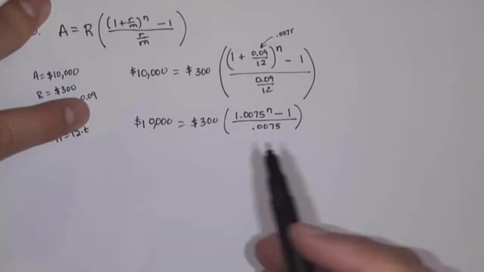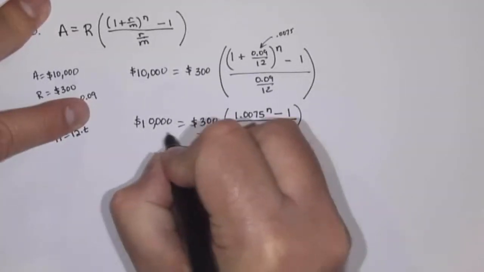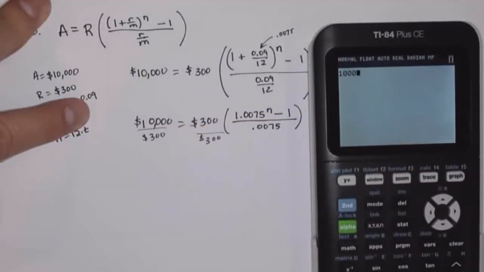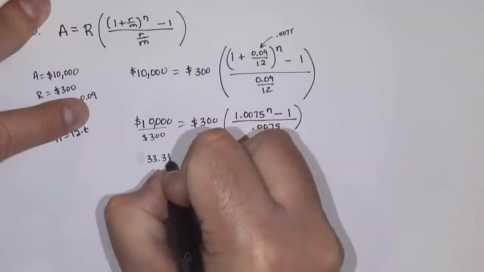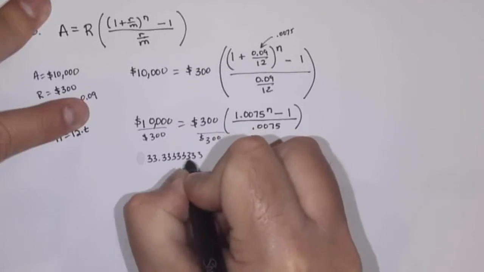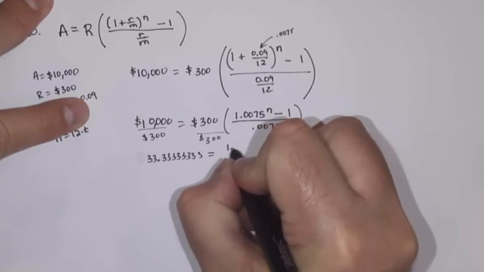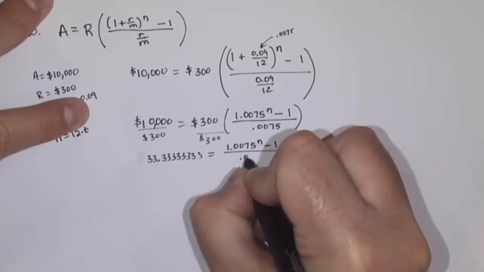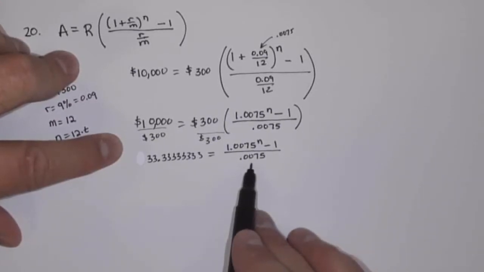Well, I can divide both sides by 300. So if we divide both sides by $300, then 10,000 divided by 300 is going to be 33.3 repeating. So this is 33.333333, and I'm just going to put several threes. I don't want to round too short, or that's going to be a problem. And that's going to equal 1.0075 to the n minus 1 over 0.0075.